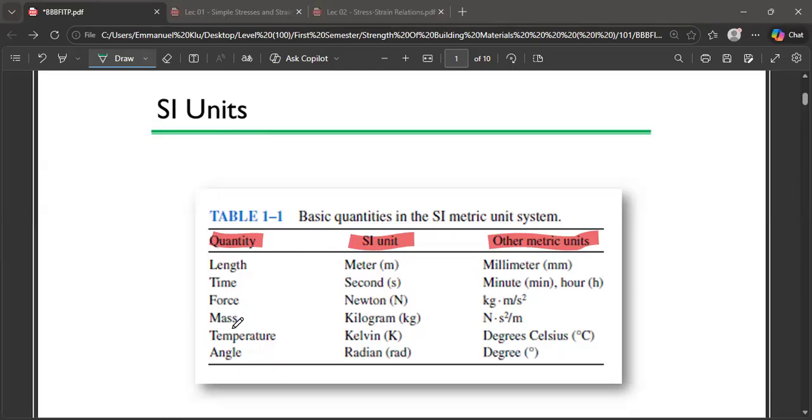1, 2, 3, 4, 5, 6. In actual fact, for beginners, we always start with 7. One has been removed over here because we are not going to be using it in this particular course. So we are beginning with 6. These are the main ones you should focus on for this course: length, time, force, mass, temperature, and what?